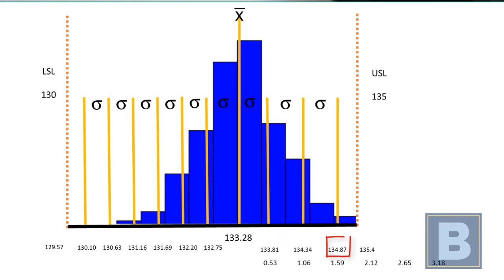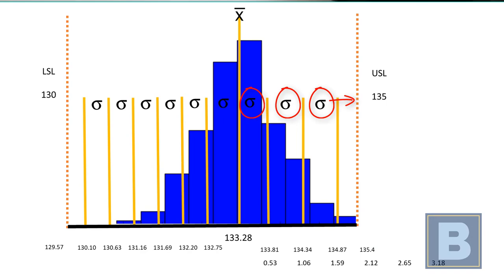If we continue to do this, you can quickly see that at 134.87 degrees, we've almost reached our customer's upper specification limit. In fact, if we go one more standard deviation, we get 135.4 degrees, which exceeds our customer specification. We can only fit 3 standard deviations between our average and the nearest customer specification limit.